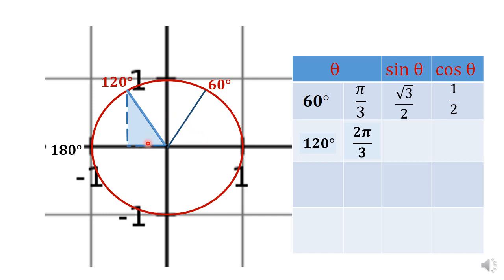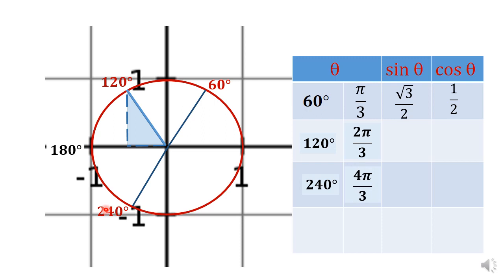Pero pagdating sa third quadrant, we have this. Okay? So, we want a pi or 180 degrees plus 60 degrees. We're moving in a counterclockwise direction. What is 180 plus 60? That's 240 degrees. So, we write there 240. It's also equivalent to pi plus pi over 3. Pi plus pi over 3 is 4 pi over 3.